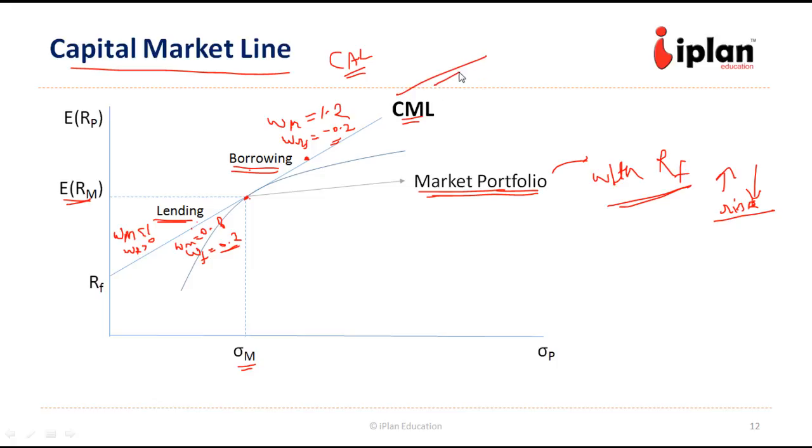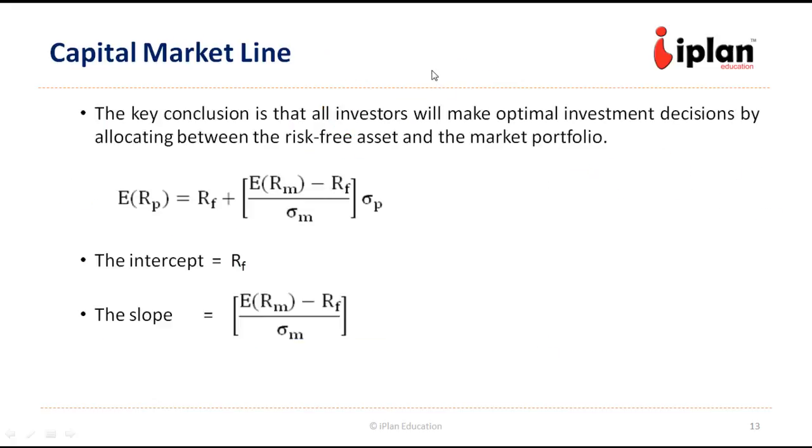So for a capital market line, the key conclusion is that all investors will make optimal investment decisions by allocating between the risk-free asset and the market portfolio. So here we are assuming that the optimal investment will be a mix of the risk-free asset and the market portfolio. So again, our expected return is going to be, if we look at the straight line, the intercept is the risk-free rate RF, sigma p we had on the x-axis, and this is our slope.